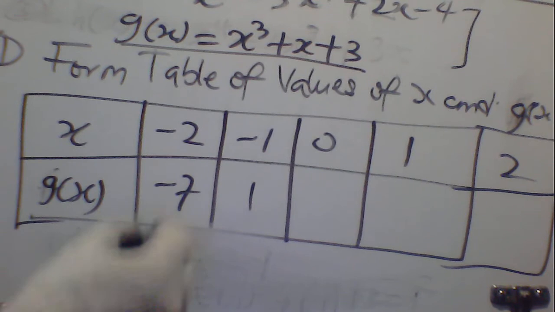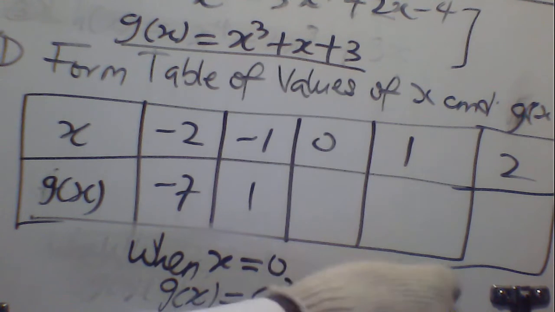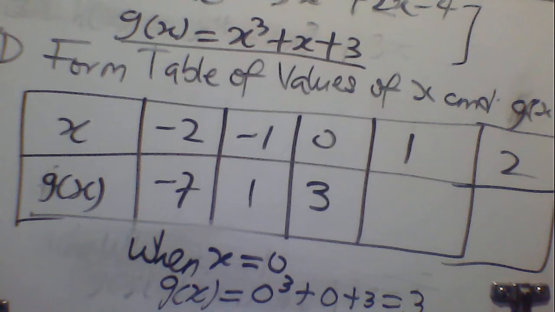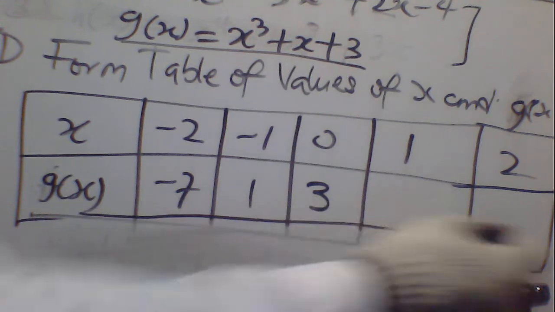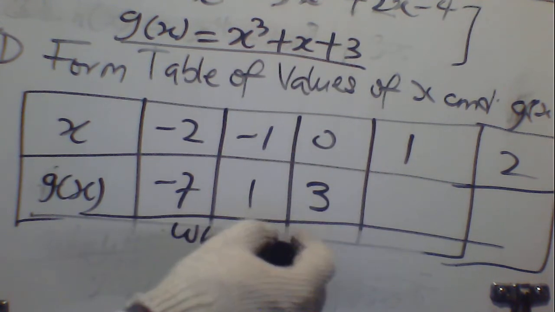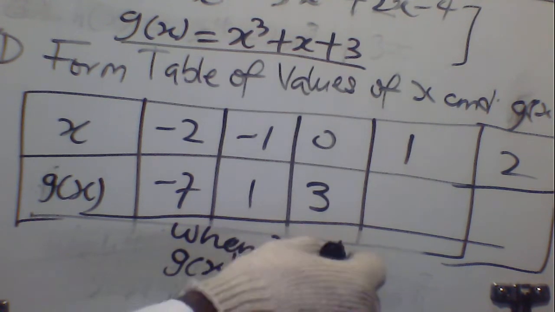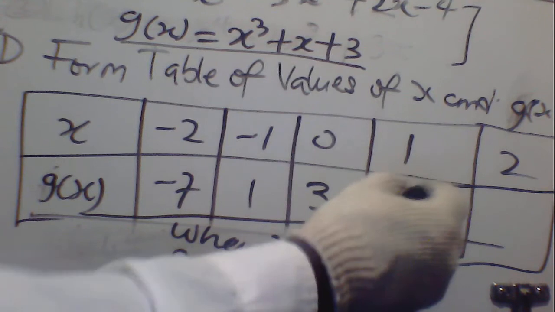The third is when x is equal to 0. If x is equal to 0, g of x is equal to 0 raised to the power 3 plus 0 plus 3. That gives us 3. So here is 3. So we continue. I'm trying to get the table of values. So when x is equal to 1, g of x is equal to 1 raised to the power 3 plus 1 plus 3. 1 plus 1 is 2, 2 plus 3 is 5. So this is 5.